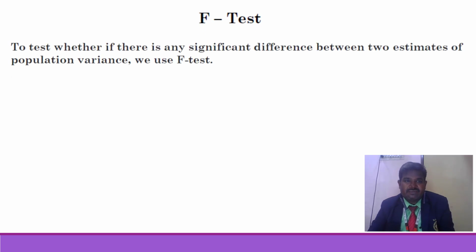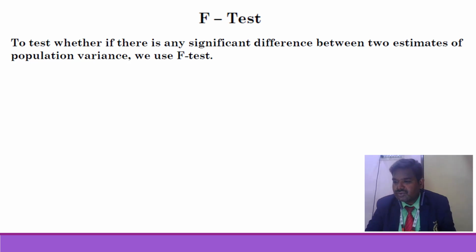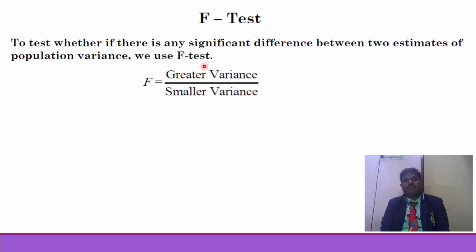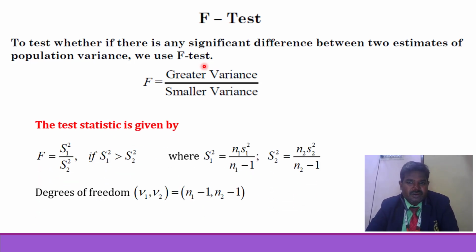The next one is the F test. So far we had seen the T test. Now we are going to see the F test. To test whether there is any significant difference between two estimates of population variance, we use the F test. The simple formula: F is nothing but greater variance divided by smaller variance. So we can use the formula capital F is equal to S1 square divided by S2 square, provided S1 square is greater than S2 square.